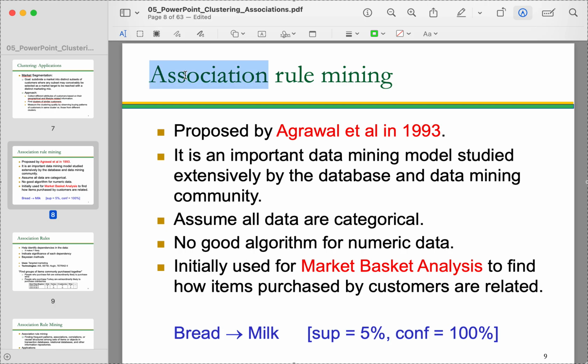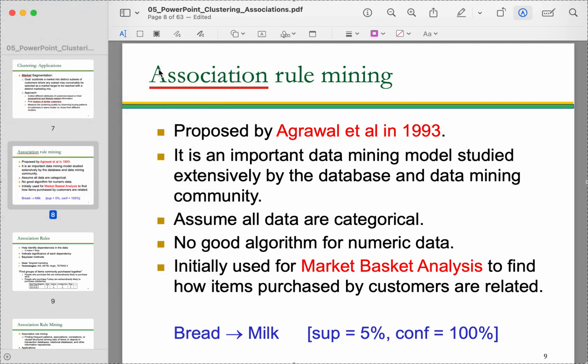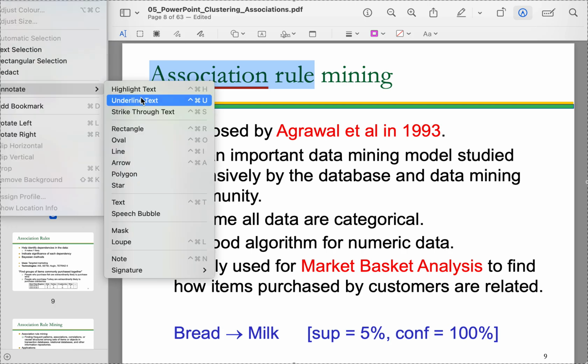Now we move into the subject of association rules. So association rules is a different data analysis tool than the clustering. It allows us to find associations or correlations between the attribute values and how one affects another.